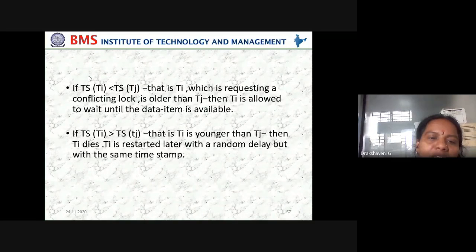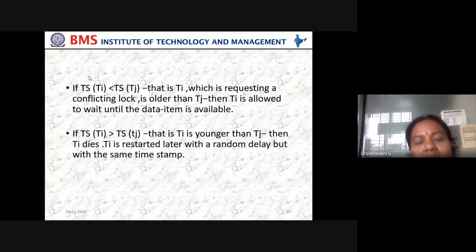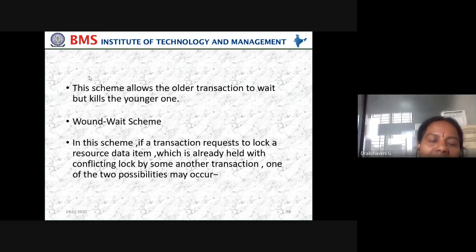That is, if the timestamp of Ti is less than the timestamp of Tj, that is, Ti, which is requesting the conflicting lock, is older than Tj, then Ti is allowed to wait until the data item is available. This is the first option. One more option: if the timestamp of Ti is greater than the timestamp of Tj, then Ti is younger than Tj. Then Ti dies. Ti is restarted later with a random delay but with the same timestamp. This scheme allows the older transaction to wait but kills the younger one.